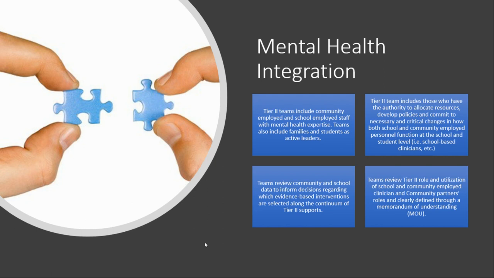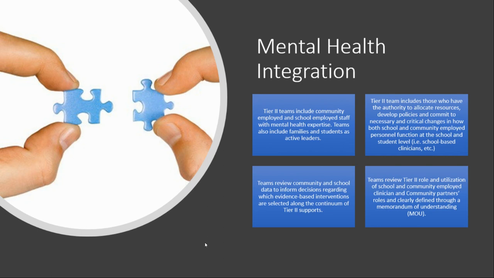A team should review community and school data to inform decisions regarding which evidence-based interventions are selected along the continuum of tier 2 support so that these things are aligned and that we understand who we are serving and the needs of those communities and those populations that we're serving.